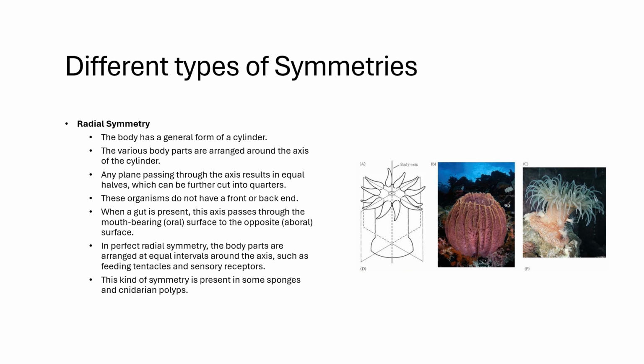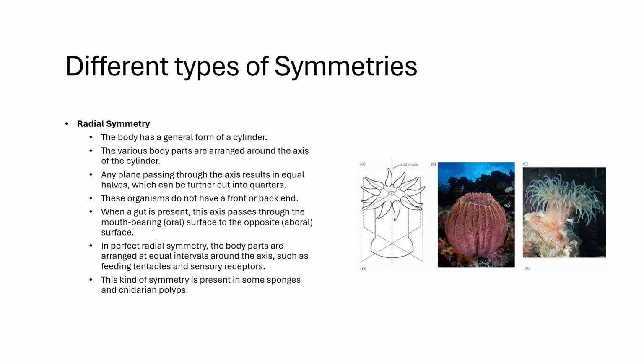Next, we talk about radial symmetry. In radial symmetry, the body is generally in the form of a cylinder, like you can see on the right. These organisms have various body parts that are arranged around the axis of the cylinder. So there's an opening on top and an exit from the bottom, and around the axis of that cylindrical structure, every organ is arranged.